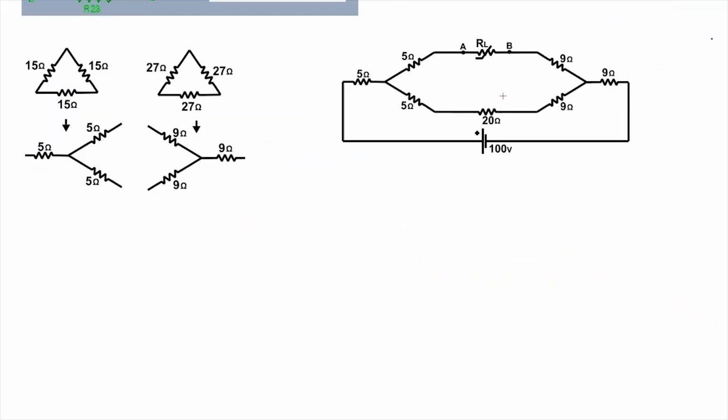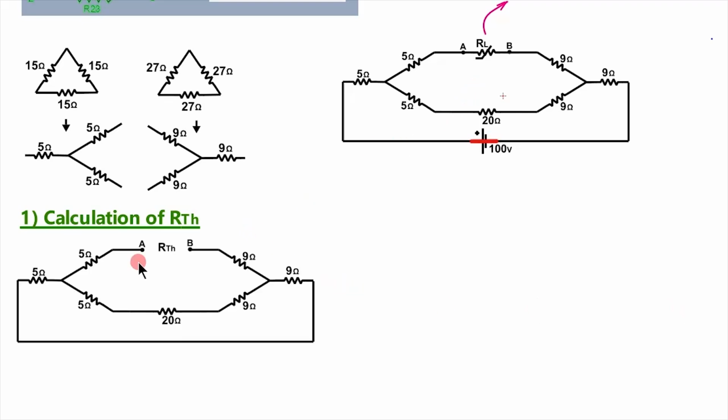Next we will calculate RTH. For calculating RTH, first we have to remove this load resistance. Then we have to short circuit any voltage sources and open circuit any current sources. Here no current source is there, only this voltage source is there, which we have shorted. So now our figure becomes like this. See, this load resistance which comes between A and B is removed, and in between A and B comes RTH, and this voltage source is short circuited. We can simplify and redraw this circuit like this.